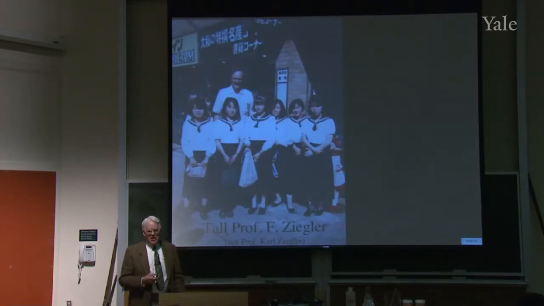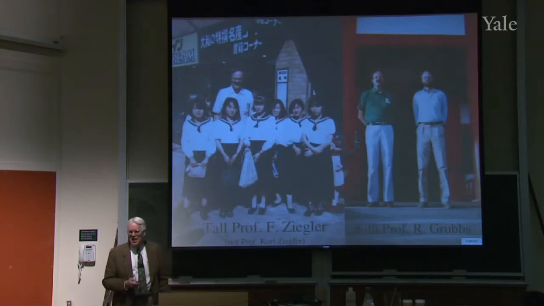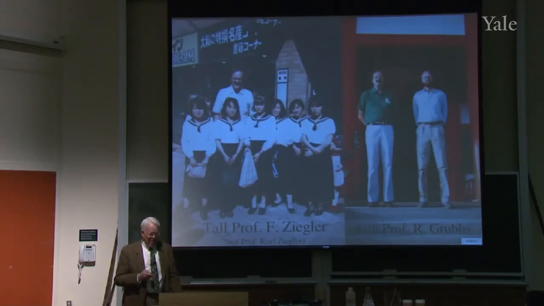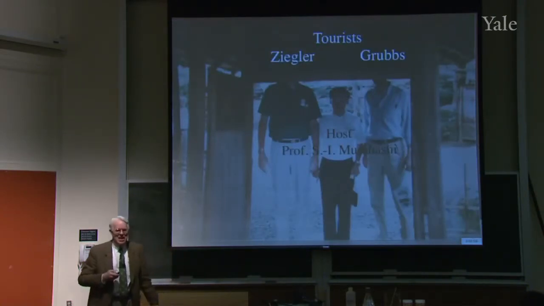But he wasn't the only tall guy visiting Japan at that time. Here he is touring together with Professor Grubbs, the guy that got the Nobel Prize in 2005, who's equally tall. In fact, Professor Grubbs's daughter played basketball at Yale. She's quite tall. I think she holds the rebounding record for women's basketball at Yale. So this will help you remember Professor Grubbs, I hope. Okay. In fact, they took another picture together with their host, Professor Murahashi. So again, I underline that they're unusually tall people.